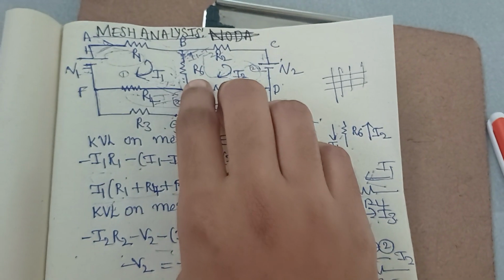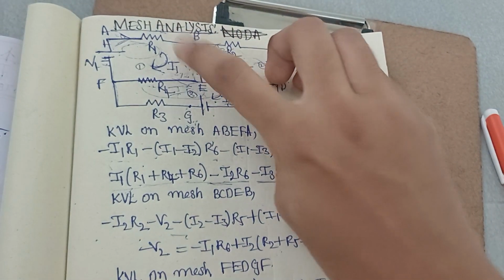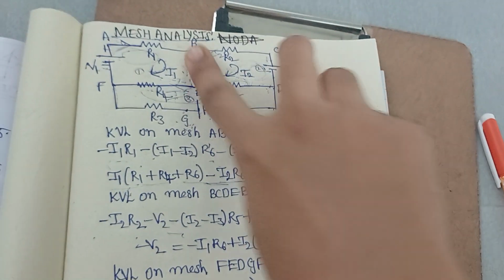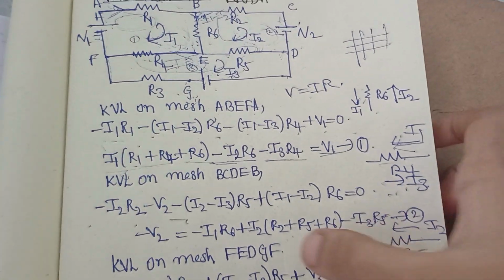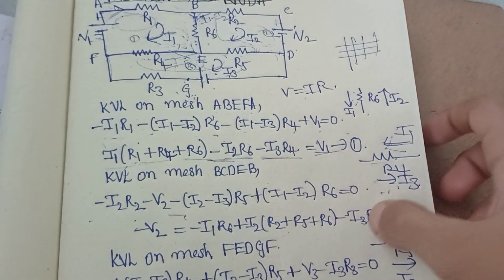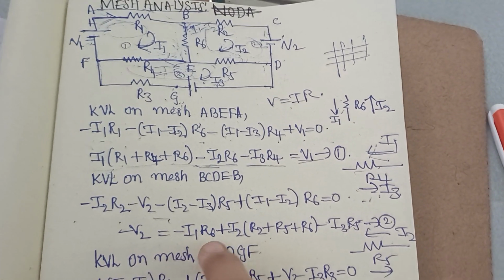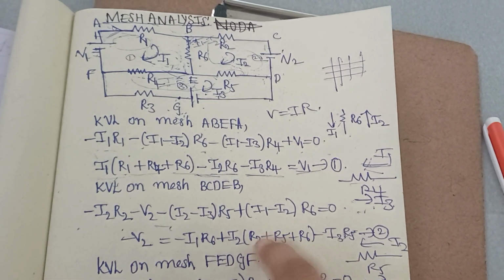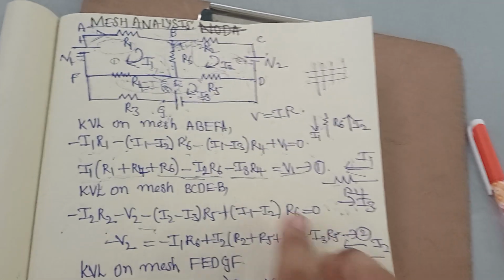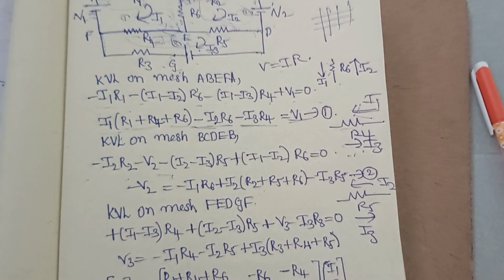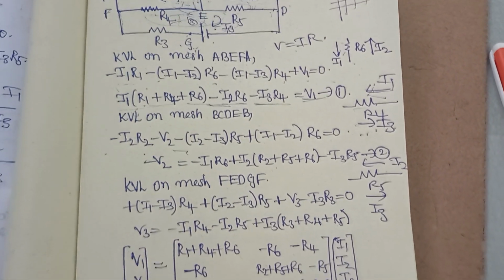And again R6. Already we have come to know the current through this R6, that is I1 minus I2, which is in this direction, positive to negative, but here we are moving in this direction, from negative to positive. Since we move from negative to positive, we take it as positive, so plus (I1 minus I2) into R6 is equal to 0. On rearrangement, by solving, we get minus V2 is equal to minus I1 into R6 plus I2 into (R2 plus R5 plus R6) minus I3 R5. I am not showing all this calculation because it is simple and I wanted to make the video in a very concise way.